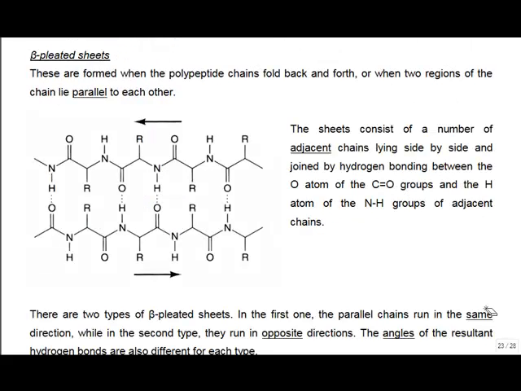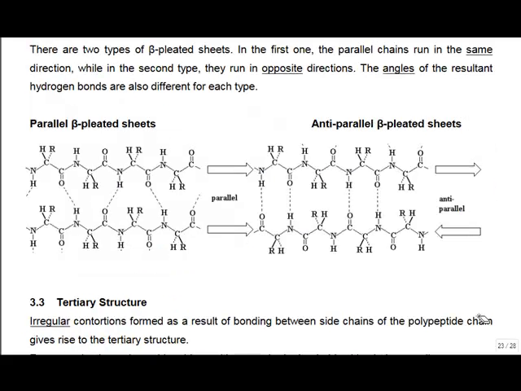Let's now take a look at the beta pleated sheets. In the beta pleated sheets, we see polypeptide chains being arranged either parallel or anti-parallel to each other, and in between the sheets there is hydrogen bonding between the carbonyl groups of one chain to the amino groups of the adjacent chains. Below you can see the two possible forms of beta pleated sheets, the parallel beta pleated sheets as well as the anti-parallel beta pleated sheets.